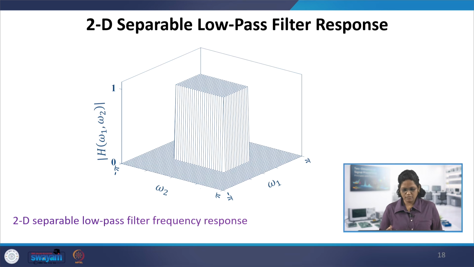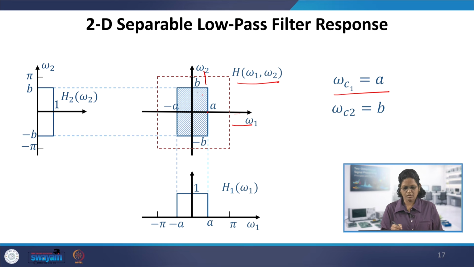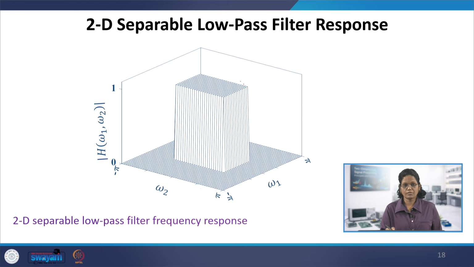If you take H of omega 1 omega 2, this is the 3D view of it, with omega 1 and omega 2 as axes. The frequency response is plotted here. If you look at the top view of it, this is the response, and here is the 3D response of it, which has 0 and 0 at the center, with omega 1 and omega 2. So this is the 2D separable low pass filter frequency response.